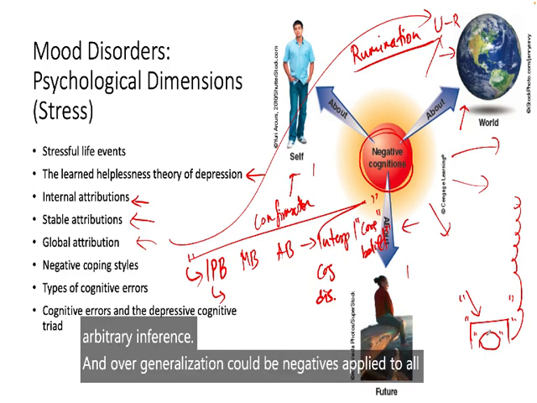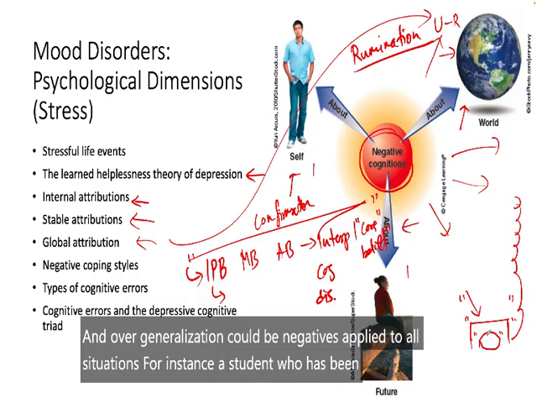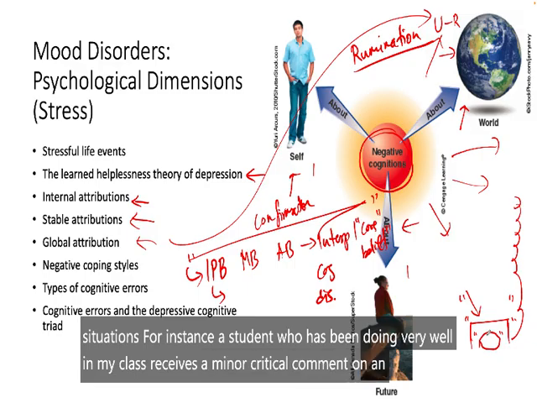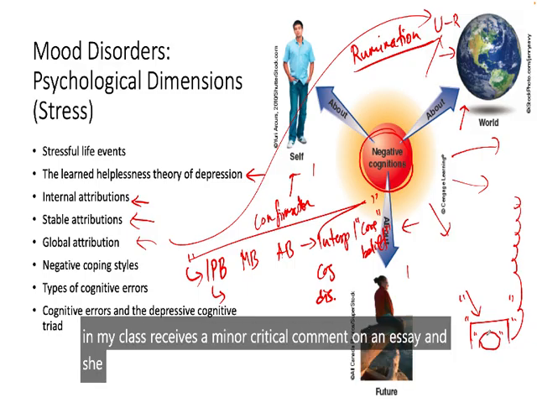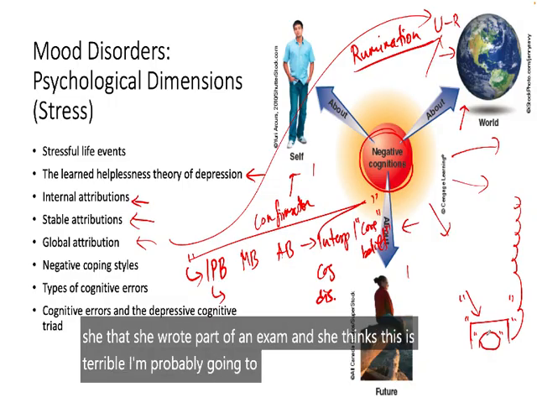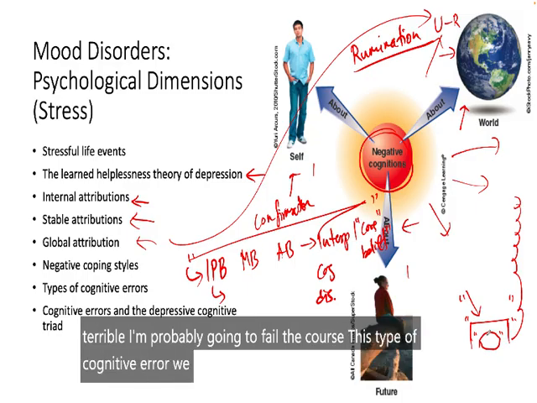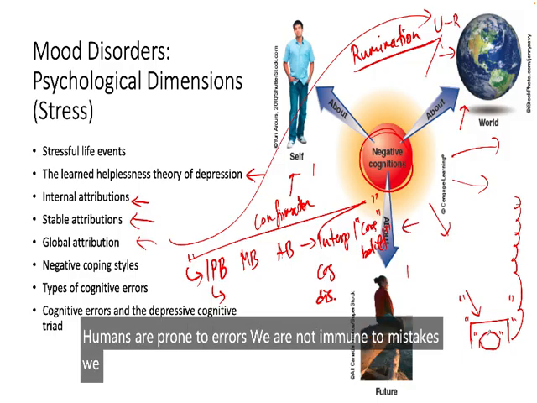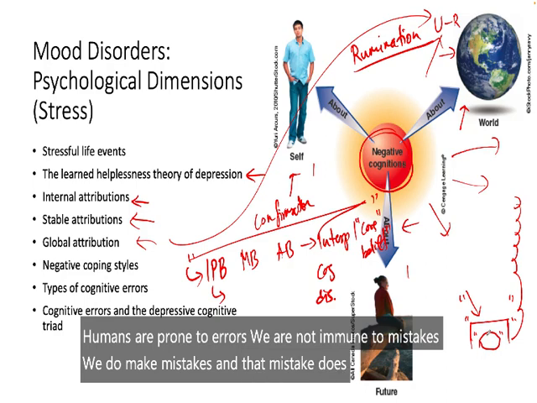And overgeneralization could be negatives applied to all situations. For instance, a student who has been doing very well in my class receives a minor critical comment on an essay, and she wrote part of an exam, and she thinks this is terrible, I'm probably going to fail the course. This type of cognitive error we call overgeneralizing. Humans are prone to errors. We are not immune to mistakes. We do make mistakes, and that mistake does not mean it is reflective of the entire life.